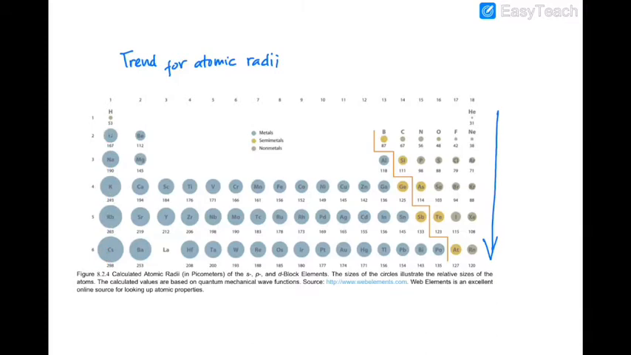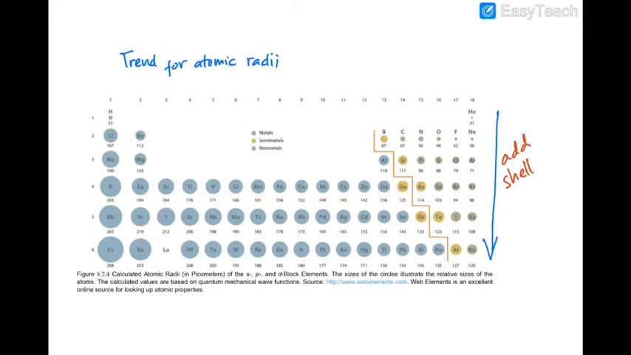And this is due to the fact that as you go down the period in the periodic table, you actually add an additional shell into the atom. So in this case, the first period has one shell, and the second period has 2 shells, 3 shells, and so on. And as you add more shells, of course, the atom is going to get bigger.